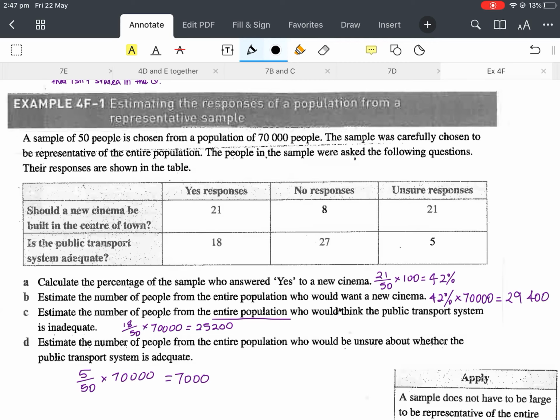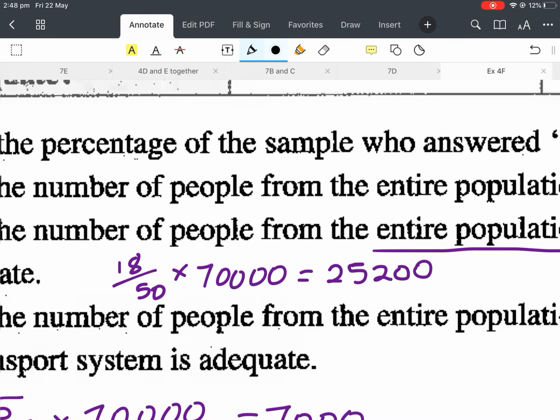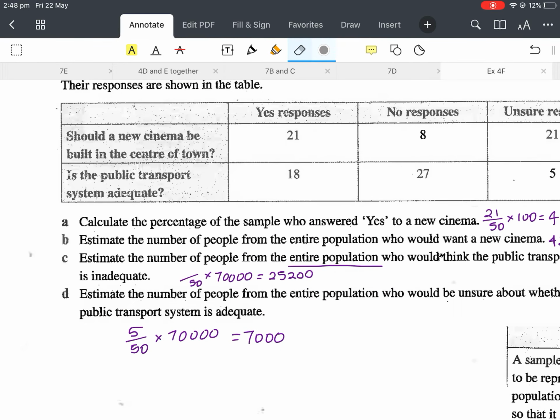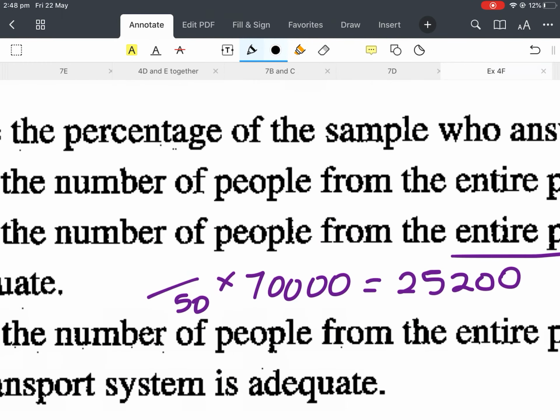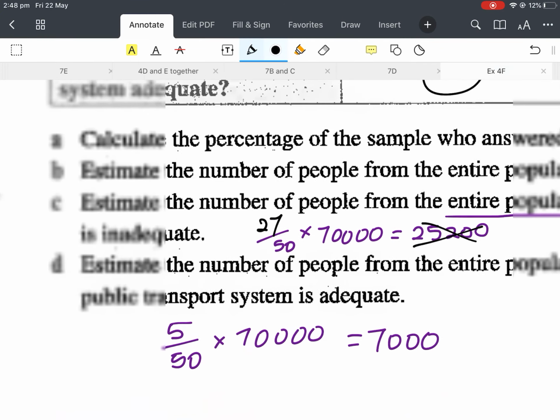So, I think I got that wrong. That should have been a no, shouldn't it? My bad. Let me change that right now. It says inadequate. I didn't read that. I read adequate. Adequate is this one here. This one is actually inadequate, isn't it? So I should have done 27 over 50. Hopefully on your calculator you can figure that one out and help me out.